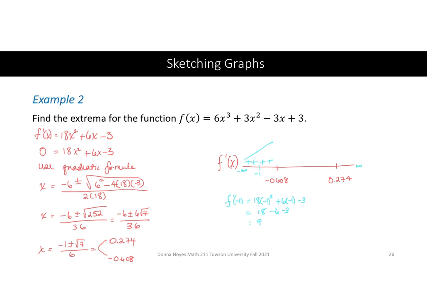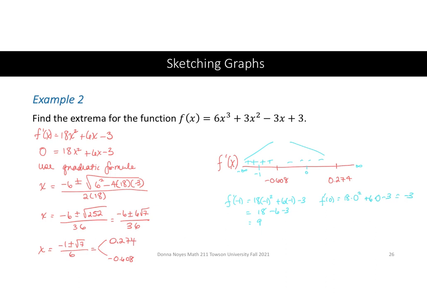For the middle interval, from negative 0.608 to positive 0.274, anytime you change from a negative to a positive, you've passed through 0. So the easiest number to plug in is 0. So we're going to test 0. So let's find f prime of 0. f prime of 0 would be 18 times 0 squared plus 6 times 0 minus 3, which is just negative 3. So our function is decreasing between our two critical points.